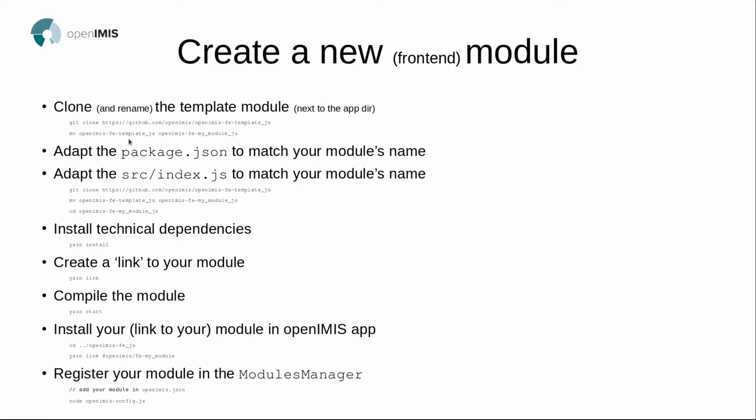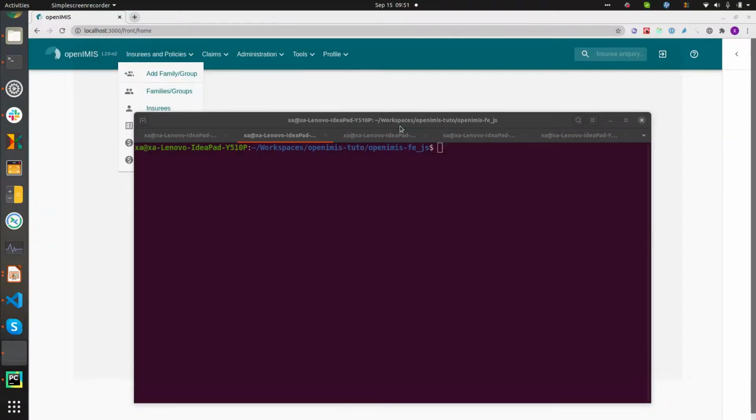Here is a quick overview of what is needed to get a new module. We will start from a template module, which we will adapt to our needs. Then we will install the module's technical dependencies and create a link. Finally, we compile the module. Then from our openIMIS application, we will use the created link to install the module locally. And as with any module, we will register our new module in the openIMIS.json config file so that the module manager will load it. But let's do it step by step all together.